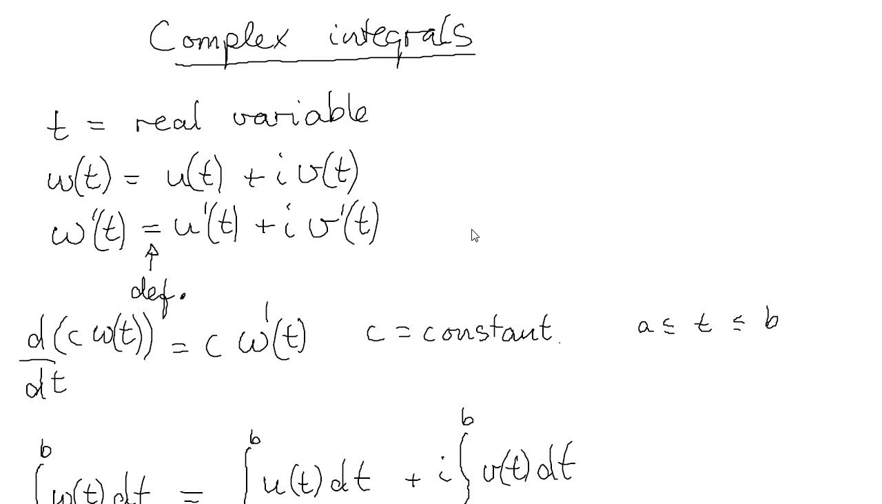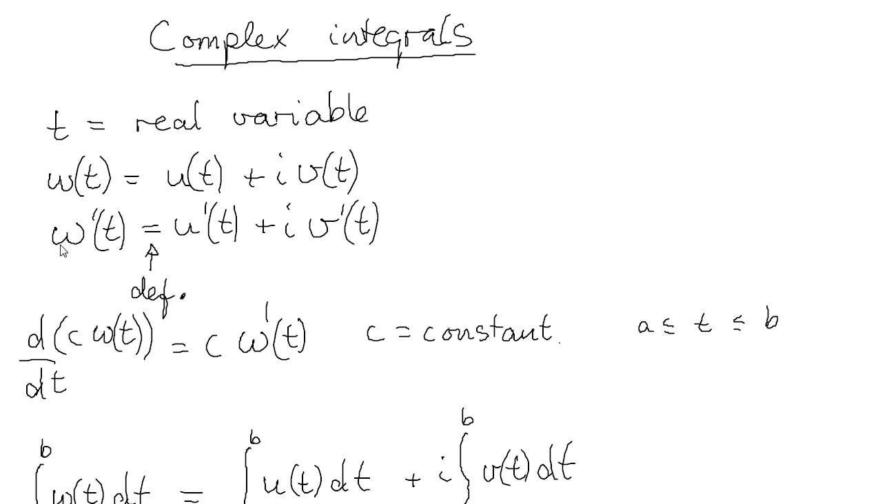When we are considering complex integrals, they are very similar to the ones we are used to in the real case. Also here we have some real variable t, and this variable t is the argument, and the function is a complex function of this real variable. So this complex function has some real part and some imaginary part. So for each value of t, this w of t is a complex number with real part u of t and imaginary part v of t.